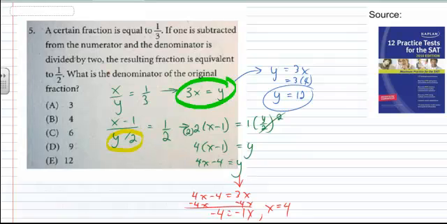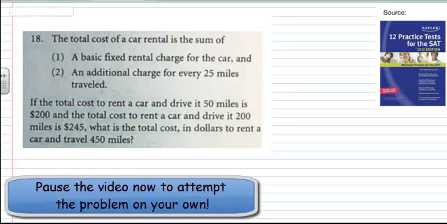Next problem. The total cost of a car rental is the sum of a basic fixed rental charge for the car and an additional charge for every 25 miles traveled. If the total cost to rent a car and drive it 50 miles is $200, and the total cost to rent a car and drive it 200 miles is $245, what is the total cost in dollars to rent a car and travel 450 miles?